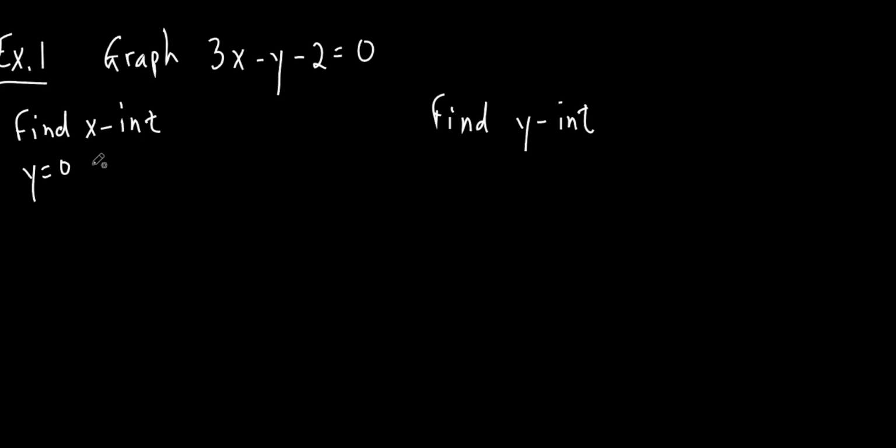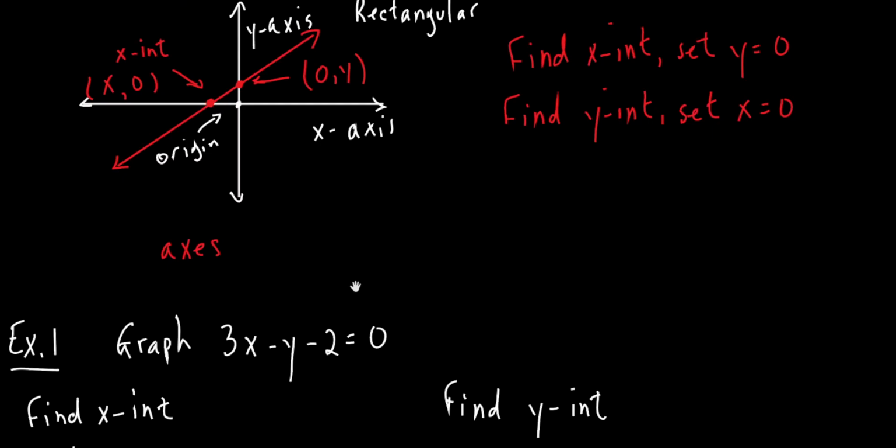Plus, that would help me graph it. Once I find my two intercepts, watch this. If I know my two intercepts, I just put a point there for the x-intercept. If I know the y-intercept, I put a dot right there where that point is. I connect the two dots, boom, I got my line. See how easy it is to graph?